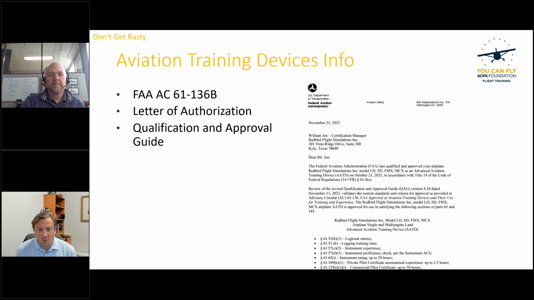And then there is what's called a qualification and approval guide, which is what the manufacturer submits to the FAA to get that letter of authorization. And that's got all the details to sort of match up with the AC and why it should be approved and all that. But less paperwork, more fun.